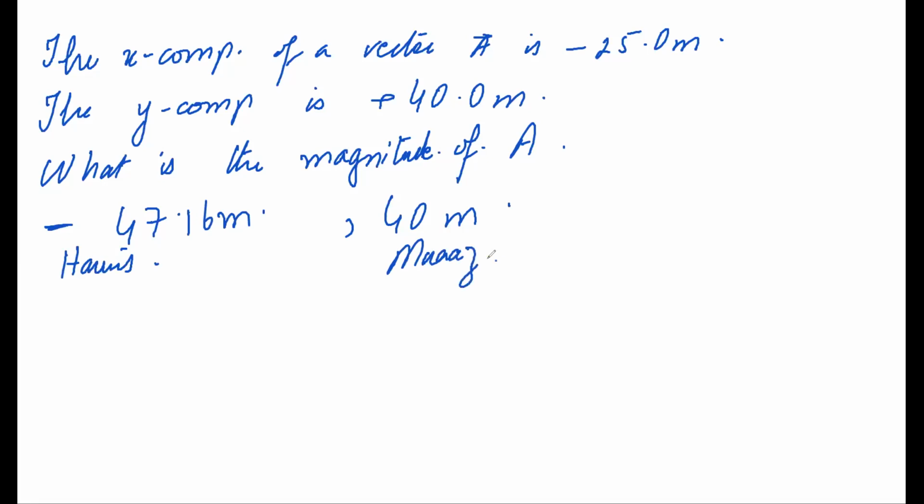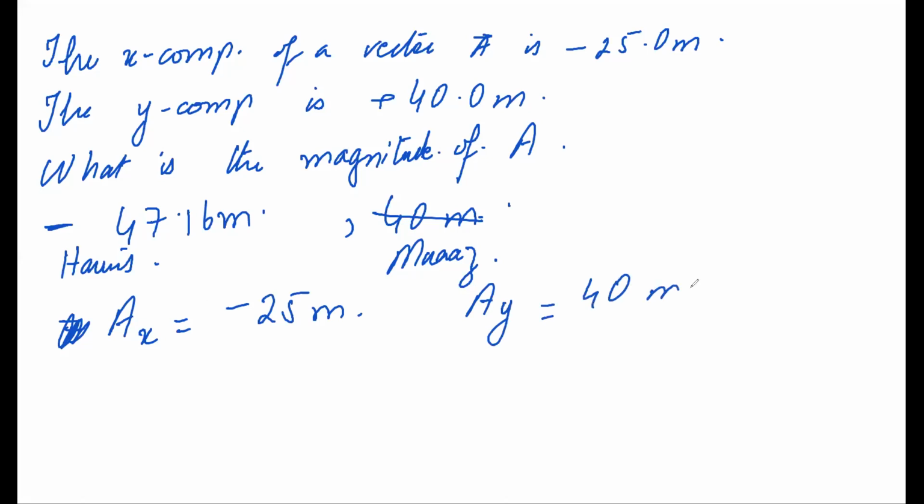Okay. Now, 47.16, explain the method. Square of 25 plus square of 40, and then take the root. Ax is equal to minus 25 meters, right? Ay is equal to 40 meters.